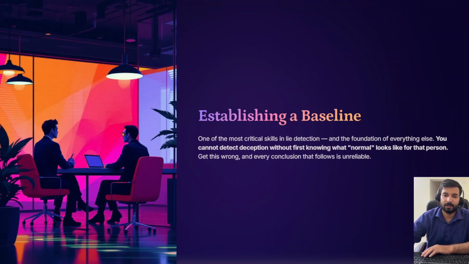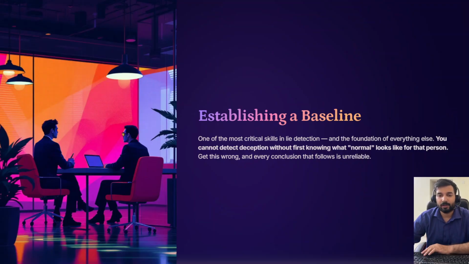Now we are stepping into one of the most critical skills in lie detection: establishing a baseline. If you don't get this right, almost everything else can lead you in the wrong direction. Here's the core idea: you cannot detect deception without knowing what normal looks like for that person.